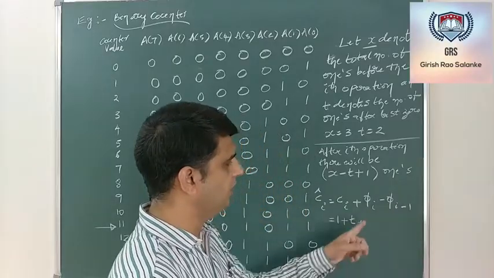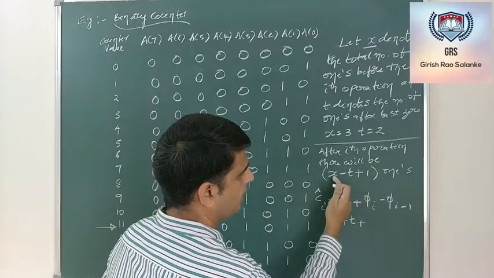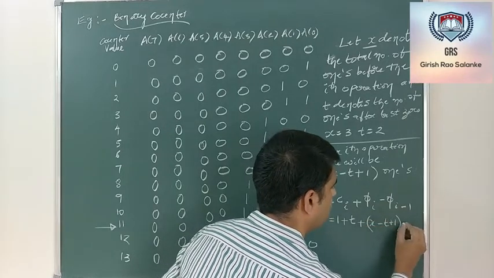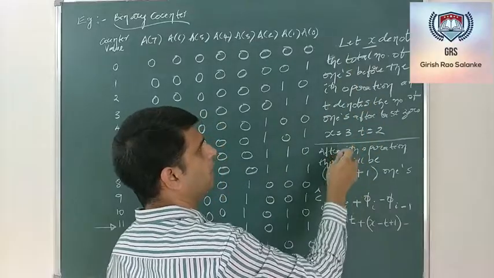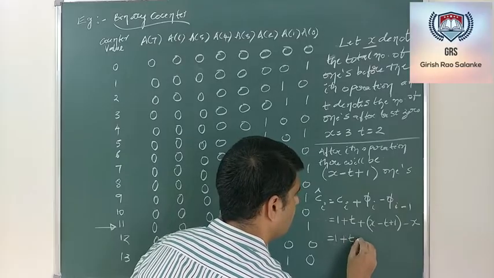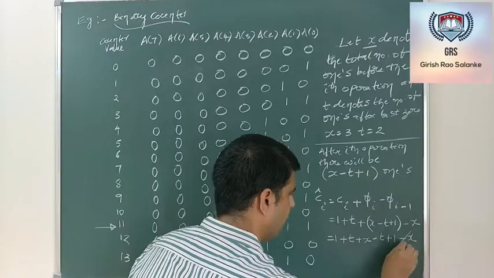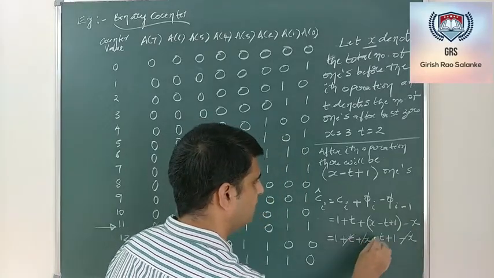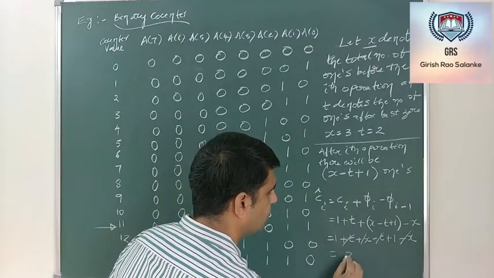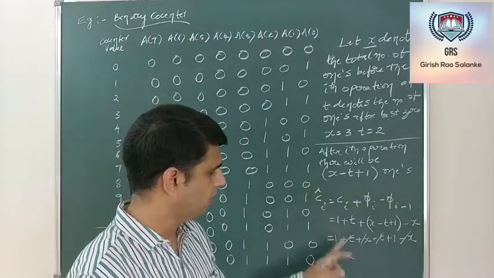Plus, now what is the change in potential? What is this phi i? Phi i is the number of ones after the ith operation, which is x minus t plus 1. So this is x minus t plus 1 minus, before performing this ith operation, the number of ones was x. So this will be 1 plus t plus x minus t plus 1 minus x. Minus x and plus x got cancelled, plus t and minus t got cancelled. So this is nothing but 1 and 1, which is 2. If you remember, even in the accounting method, we got the amortized cost as 2.